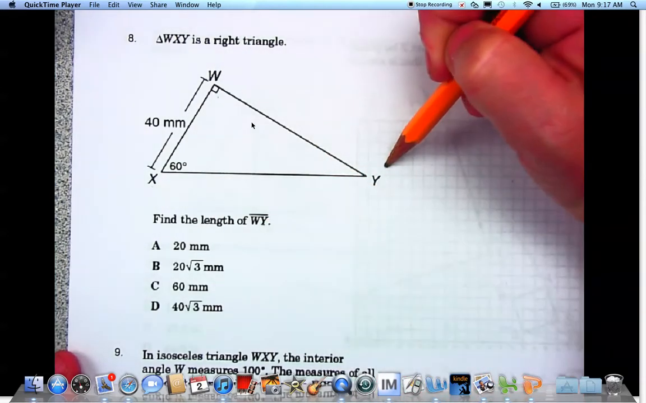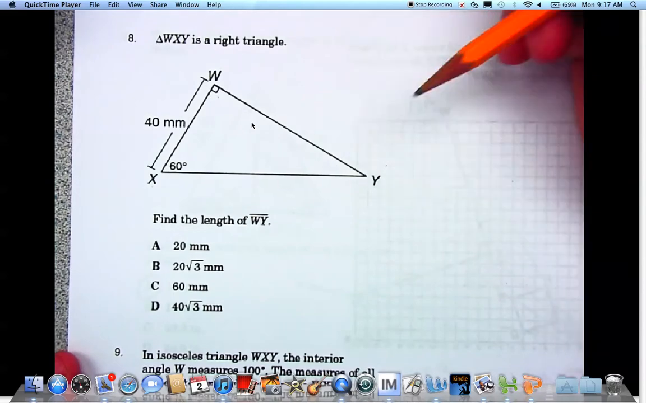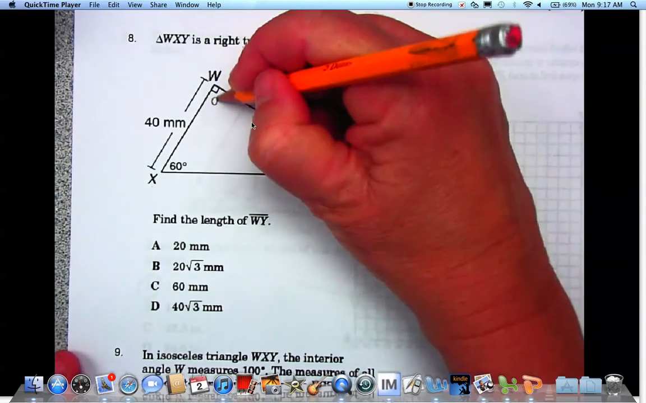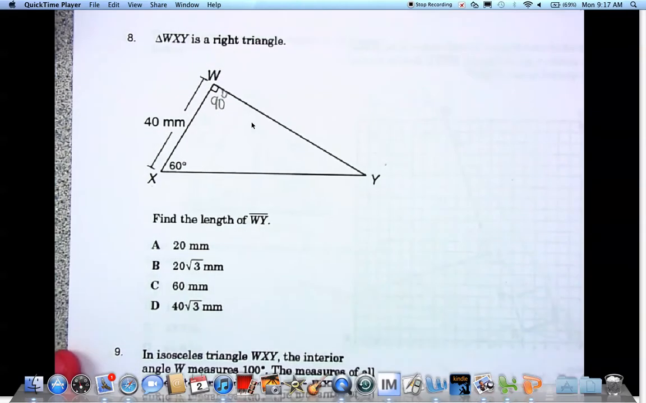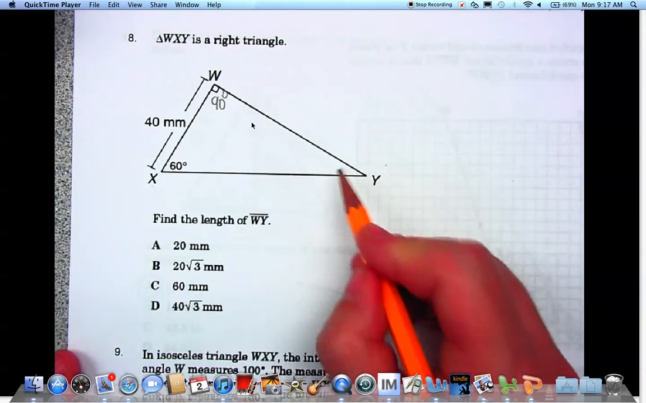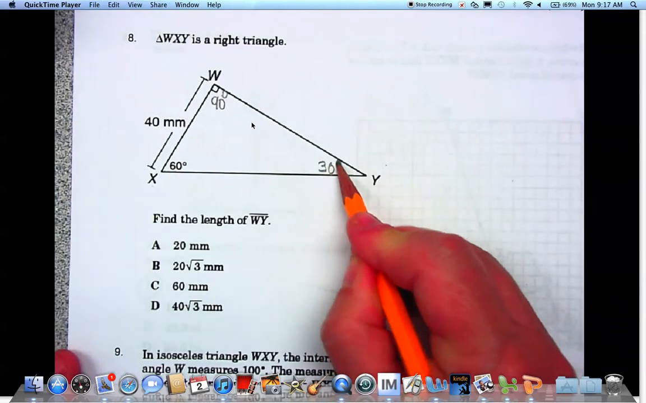Can we use the Pythagorean theorem? Why not? Because we need another side, and we don't have it. So, any ideas? We're going to use that x squared thing. Yeah, the 30, 60, 90. Everybody get your formula chart out.